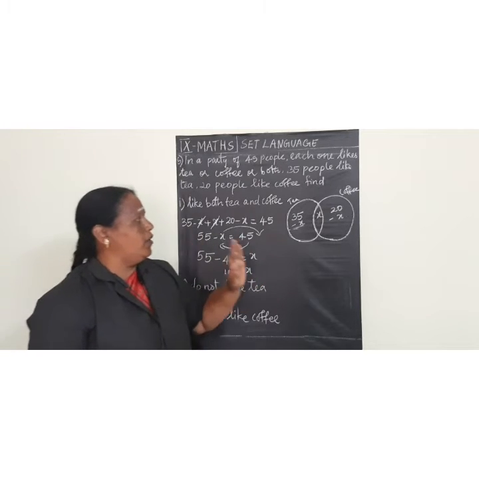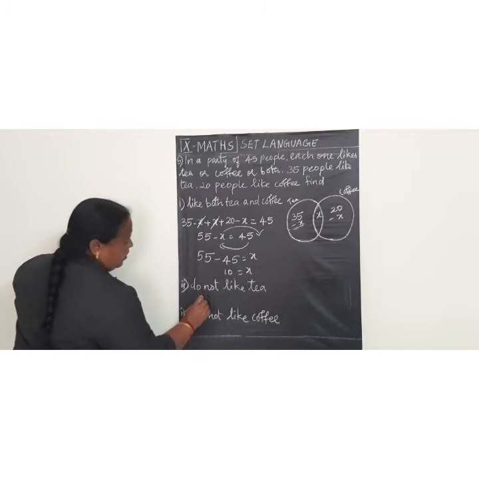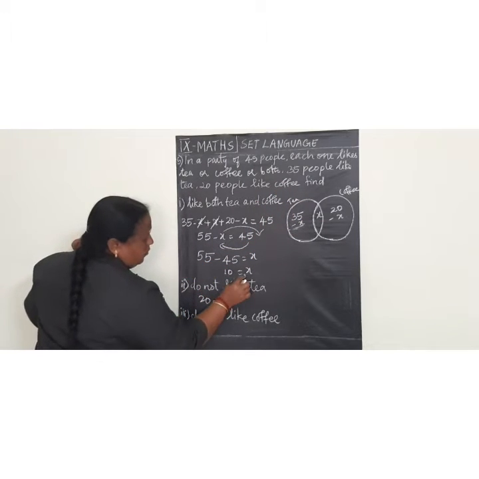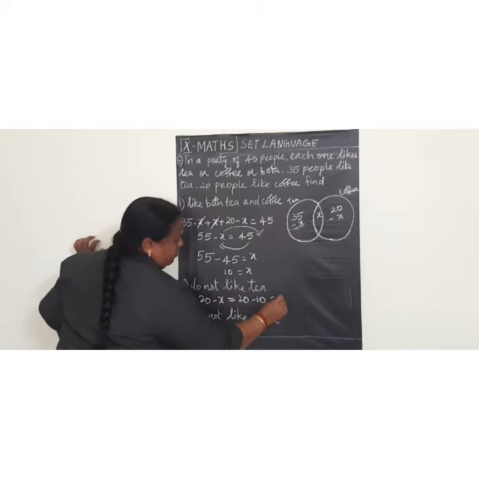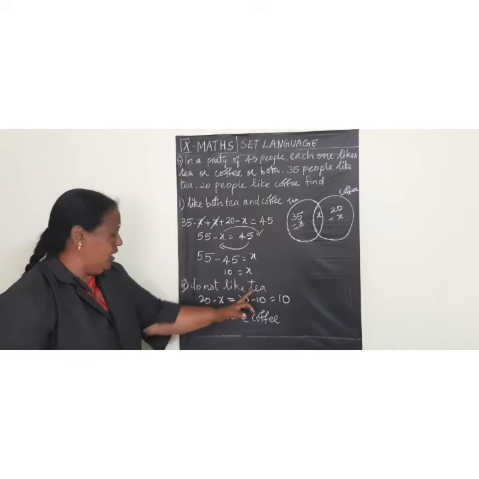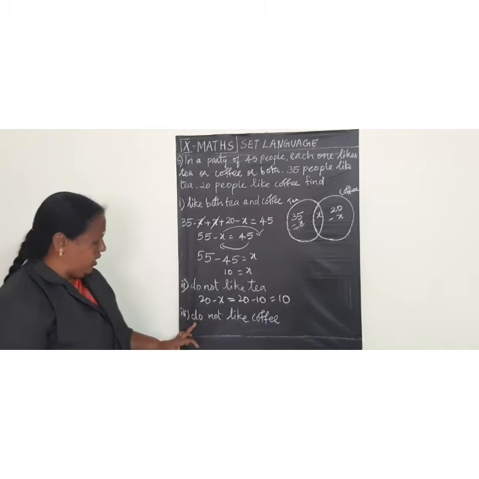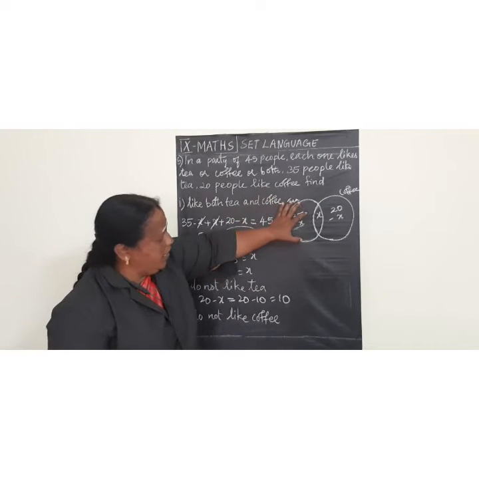Now how many of you like only the coffee? So 20 minus x, here we found that x is equal to 10, so 20 minus 10 equal to 10. So how many of them did not like tea? 10 people. Then do not like coffee, that means how many of them like only the tea?